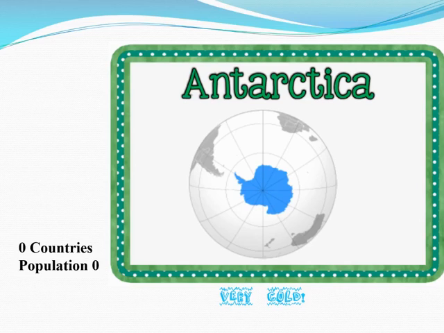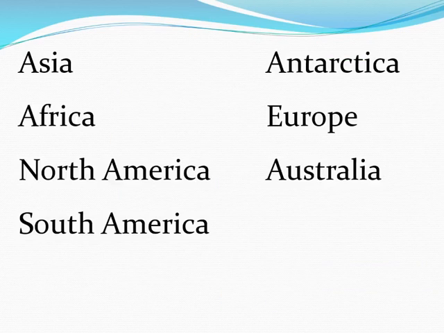Antarctica is the coldest place on Earth. It has about 90% of the world's ice. This doesn't make a good home for humans, but penguins sure love it. That was all 7 continents. We looked at Asia, Africa, North America, South America, Antarctica, Europe, and Australia.